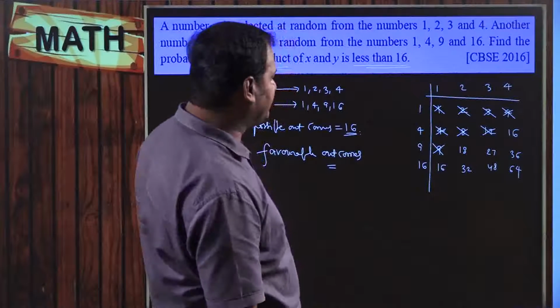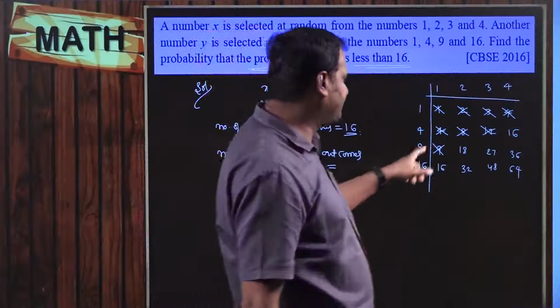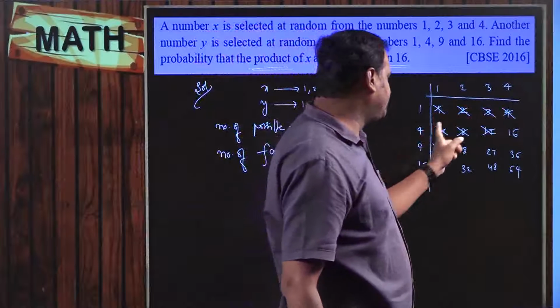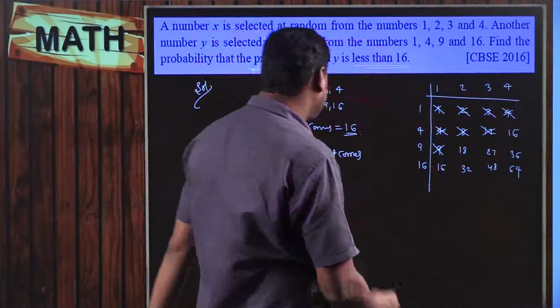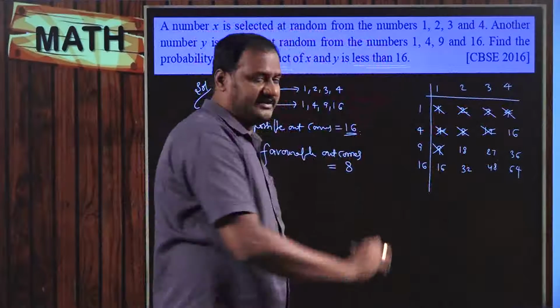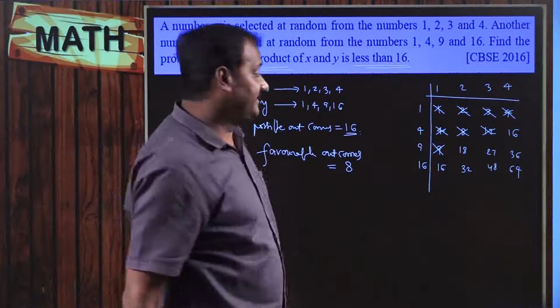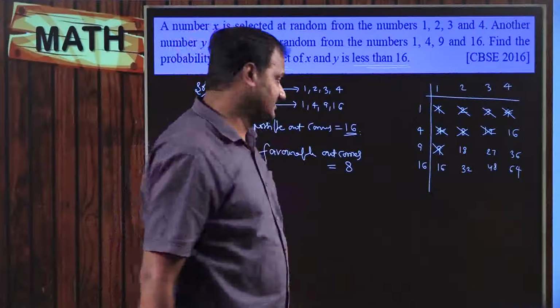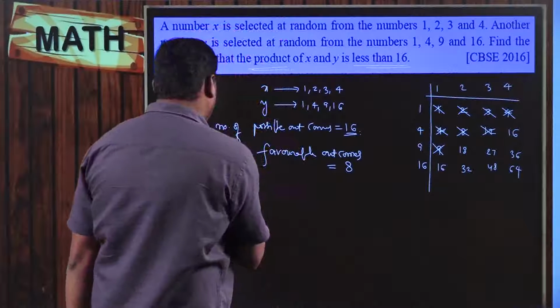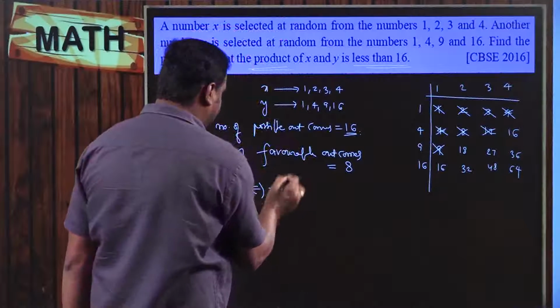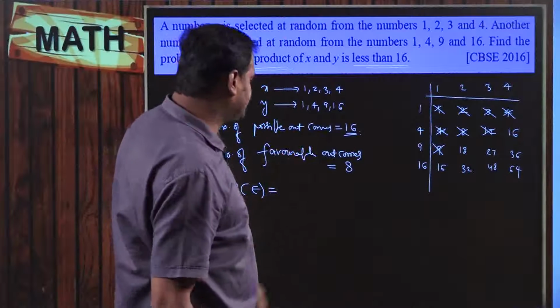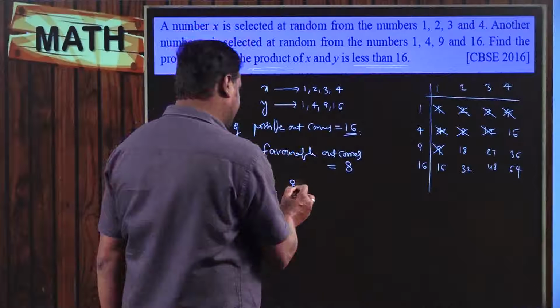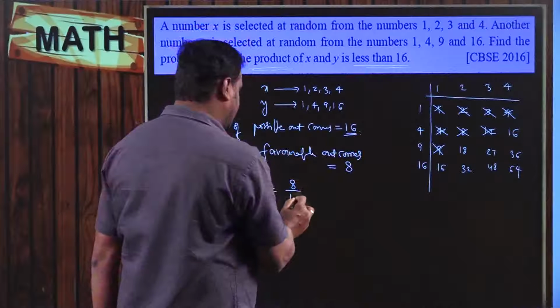So therefore, how many number of favorable outcomes are there? 1, 2, 3, 4, 5, 6, 7, 8. So favorable outcomes equal to 8. What does it mean? There are totally 8 numbers whose product is less than 16. So therefore, probability of getting an event is equal to number of outcomes favorable to the event E, that is 8, and the total number of outcomes equal to 16.